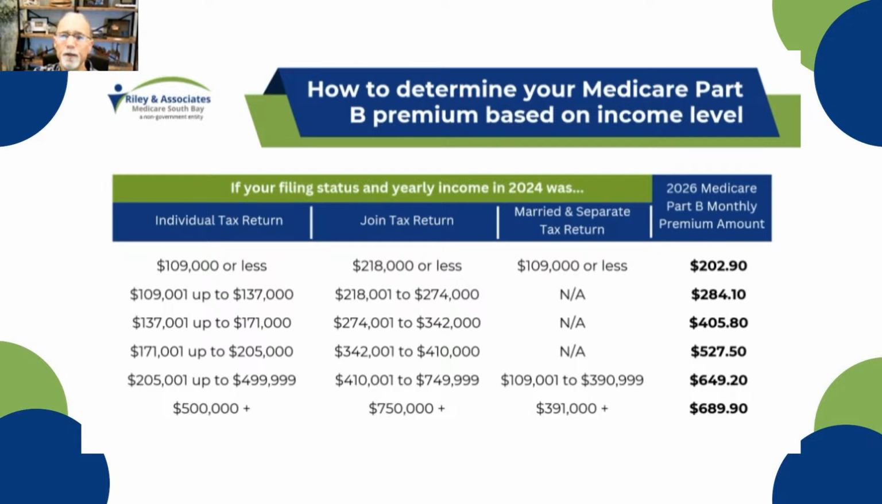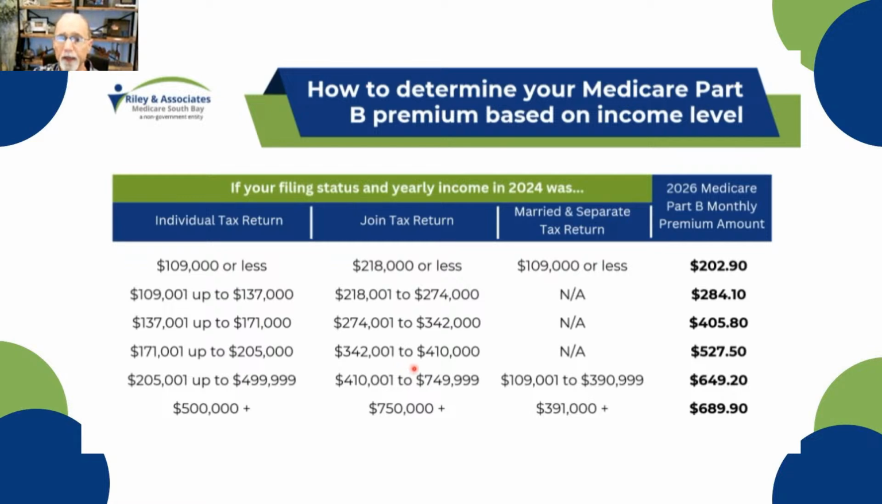I had mentioned here at the beginning of the presentation for Part A, there was not a premium for most people, but for Part B, there is, and it starts off at $202.90. That's the base. However, if you're making more than this amount here in these different brackets, you're going to actually be upcharged by Social Security. So instead of paying $202.90 on a monthly basis, you'd be paying $284, $405, etc., based on your income and how you file. Okay, so that's important to know.